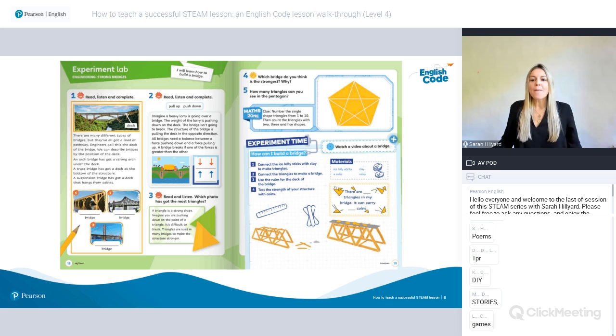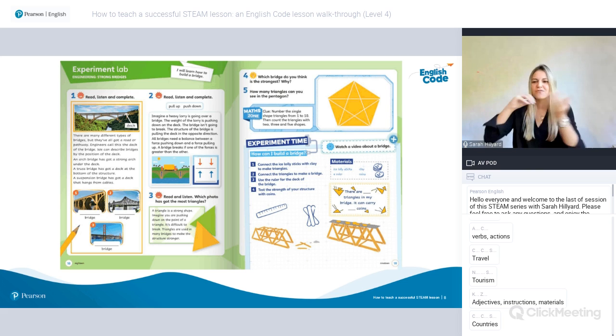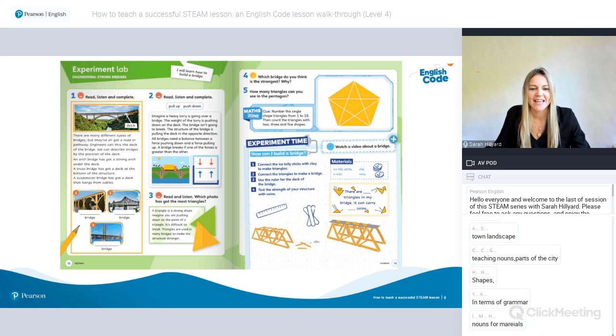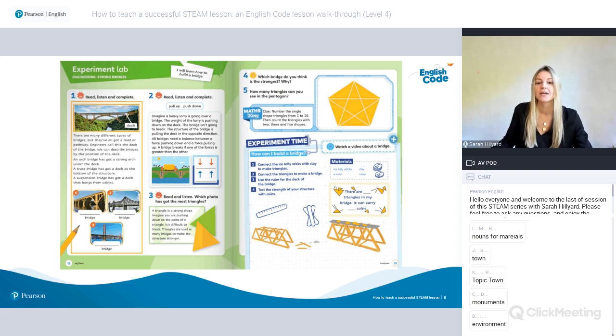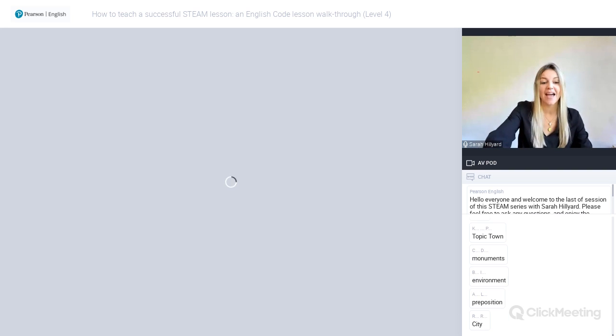So what could bridges be connected to in terms of language? We've already thought about how to connect the five subjects. Now, in terms of language, how are bridges connected in your classrooms? When would you work on bridges? If you think of a unit of work in level four primary English class, think about your typical themes or your typical topics you work on: space, dinosaurs, animals, healthy living, the future, whatever you work on. Where would you put bridges? What theme or topic? Many of you are saying town landscapes, countries, nouns of materials, town, excellent. Okay, maybe the city, neighborhood, holidays, or perhaps adventure.